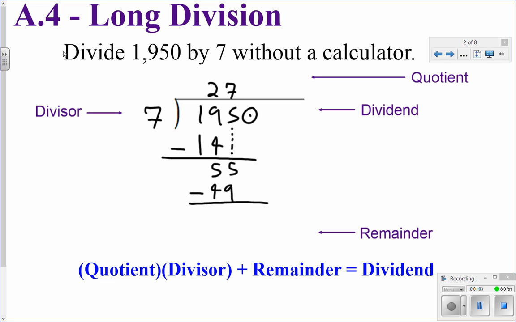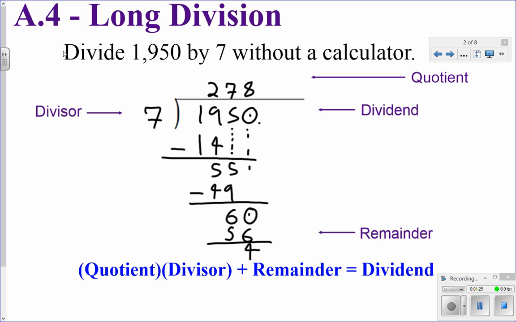Subtract that, and I get a 6. Drop down my next term, and I get a 0. And 7 goes into 60 8 times. 8 times 7 is 56. And I have a remainder 4. If I wanted to keep going, I'd get decimals, but we're going to stop here for the sake of argument.